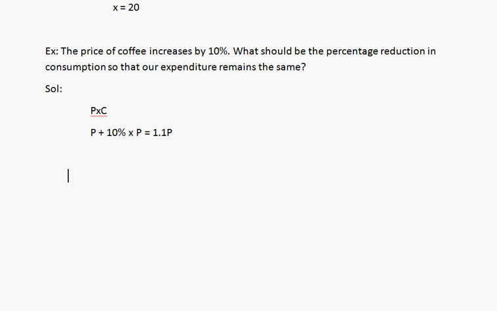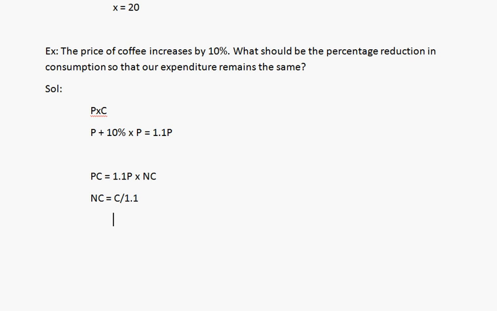Now there has to be a certain consumption such that the product of 1.1P and that consumption should be equal to PC. So PC should be equal to 1.1P multiplied by the new consumption, which I'll denote by NC, right? So this P and this P get cancelled, and we get the new consumption equal to consumption divided by 1.1, right? So this is the new consumption.